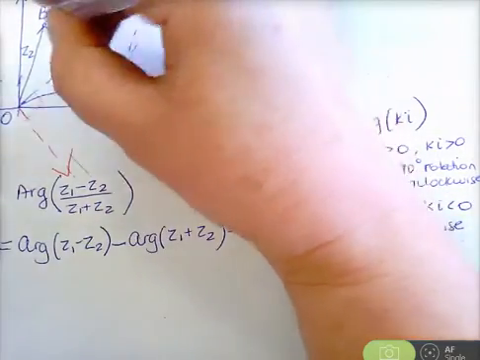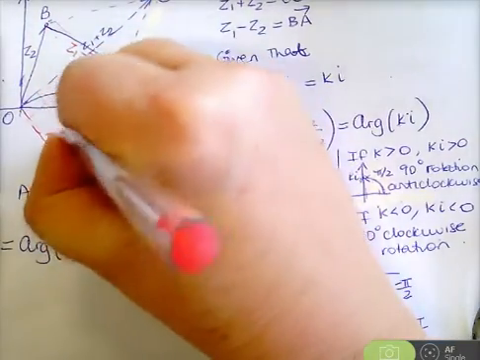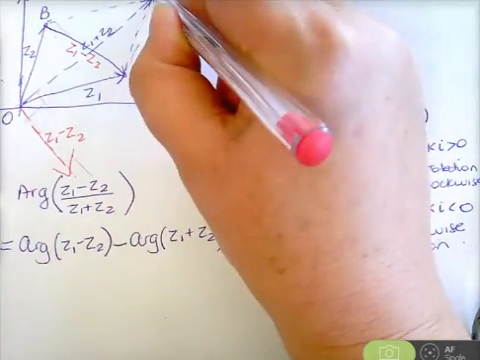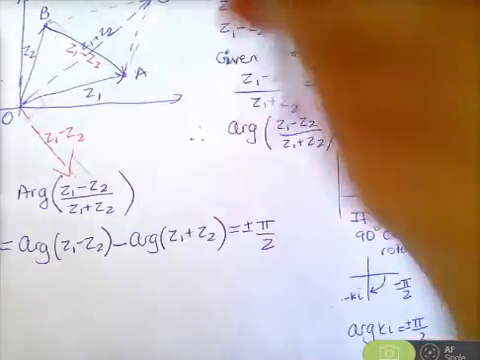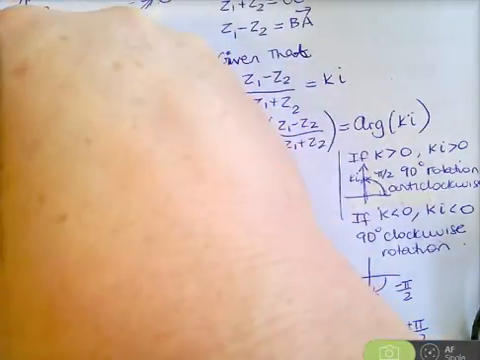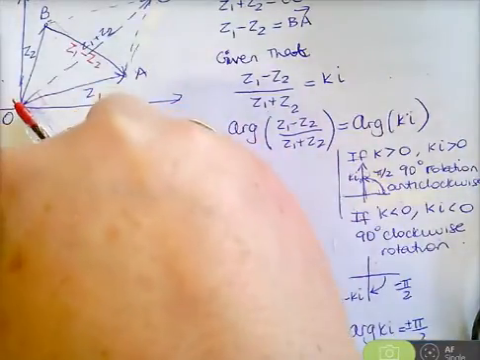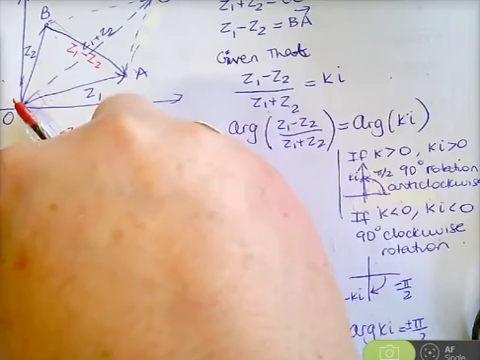Isn't that Z1 minus Z2? I can draw it down here. Okay, that's Z1 plus Z2. If I do the argument of that minus the argument of this, what do I get? Well, let's say that's 60 and that's minus 30. What's 60 minus minus 30? 90. Isn't the difference between these 90?